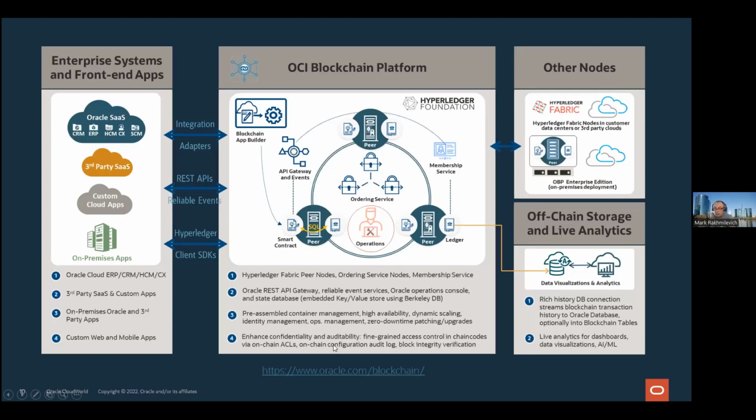And we've also focused a lot on confidentiality and security auditability, which are very critical in business applications. Fine-grained access controls, so chain code can determine if somebody is allowed to perform a particular operation. On-chain access control list, configuration audit log on-chain as well. So every configuration change is actually recorded as a blockchain transaction for immutability and can be retrieved through event subscription. Block integrity verification, you could walk through for auditing purposes and recalculate the integrity of all of the blocks and so on.